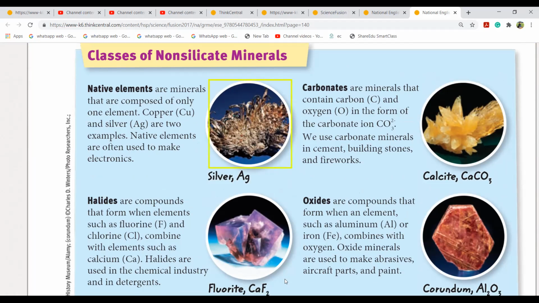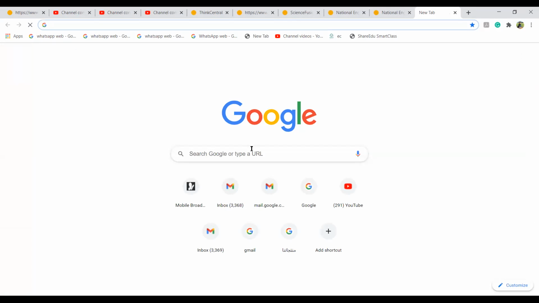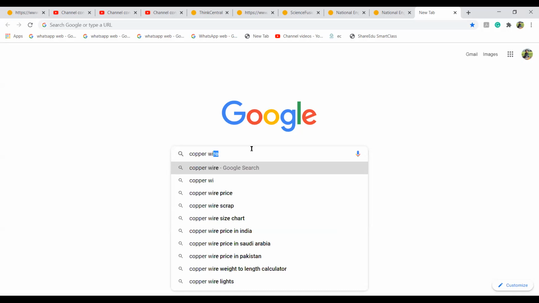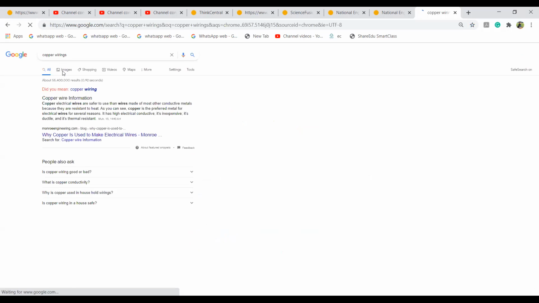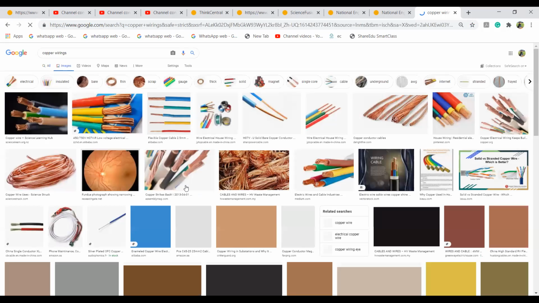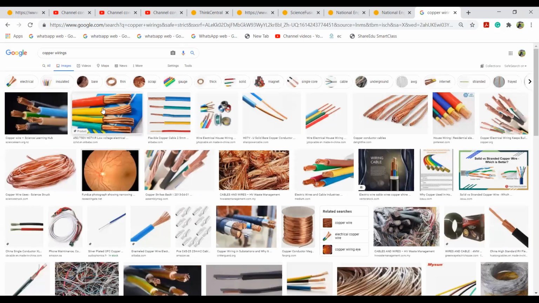For example, I will show you how the copper wirings are. Wait a minute, let me go to Google and show you the copper wirings. You will understand when you see this picture. See, when you take out the plastic of it, you find these. These all are copper, girls. Yes, I've seen it before. They conduct electricity. They let the electricity pass through.